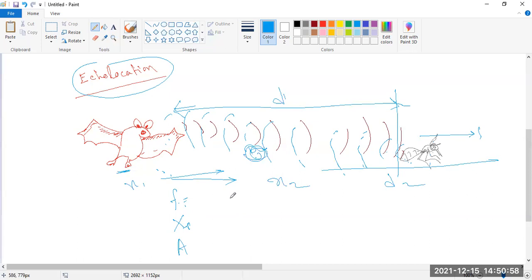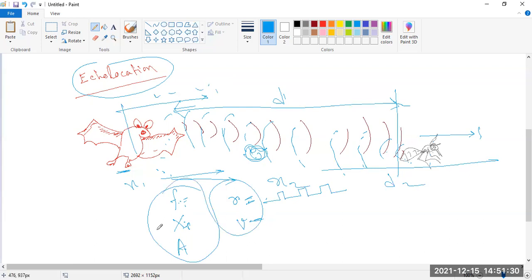Another condition is r, which is the pulse rate, meaning the amount of pulse it is creating. So f, x, A, r, and the velocity, which is how fast it will physically move. So these five things we are going to consider.